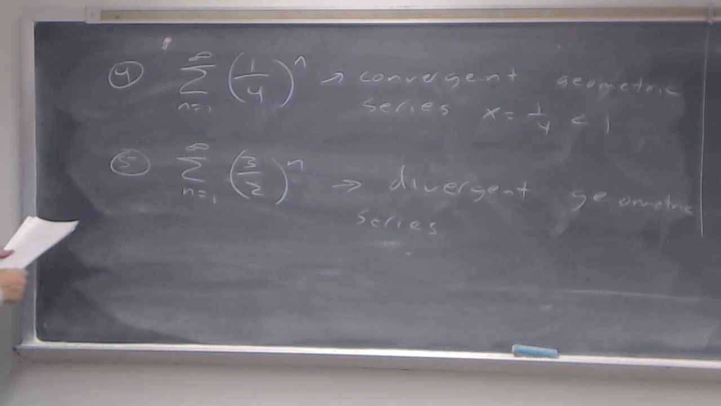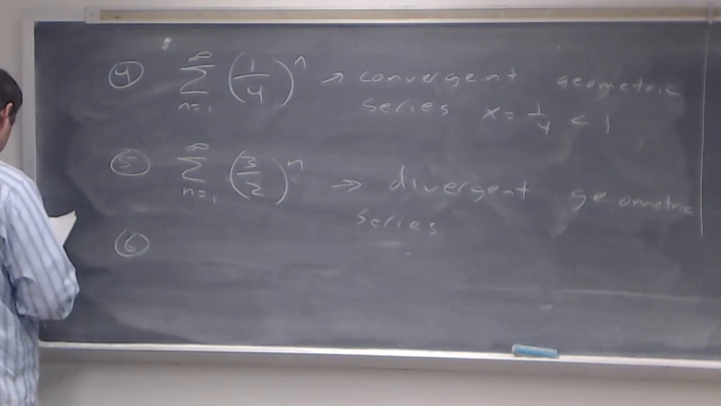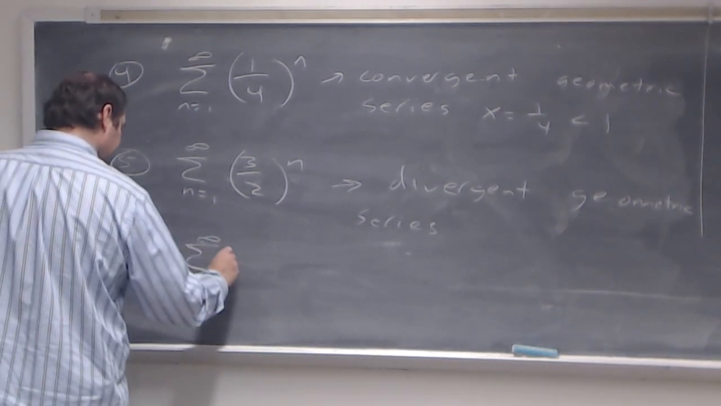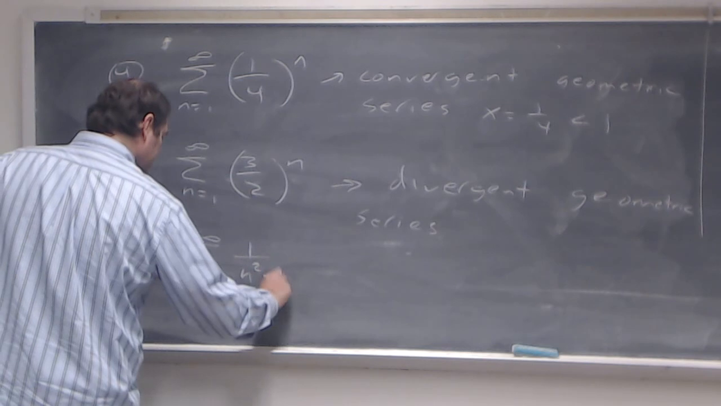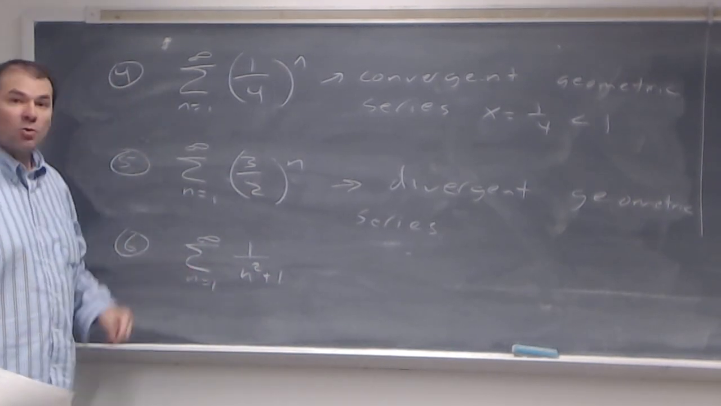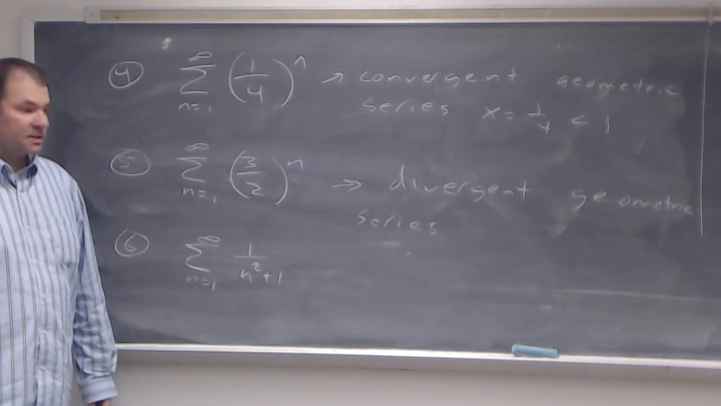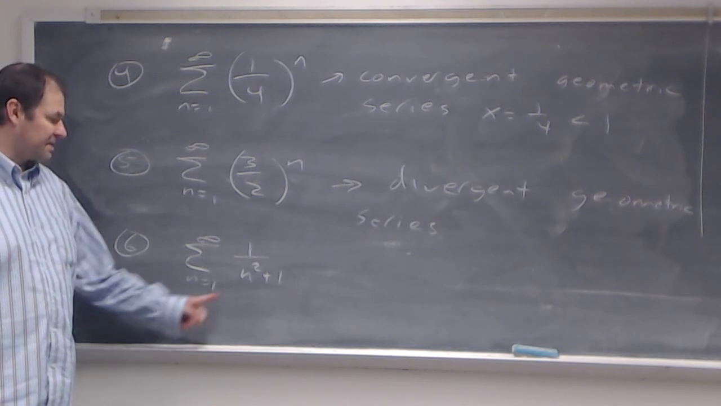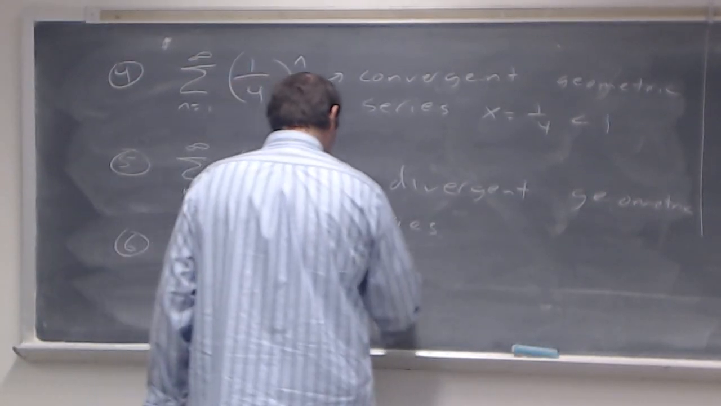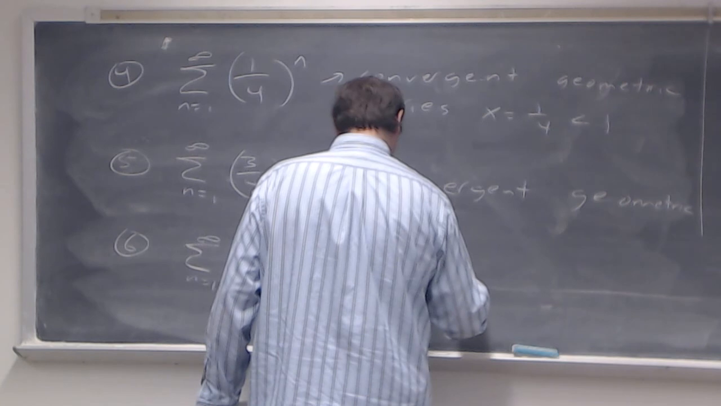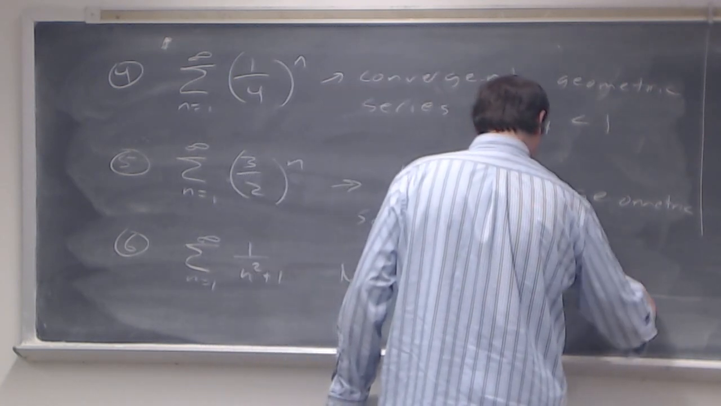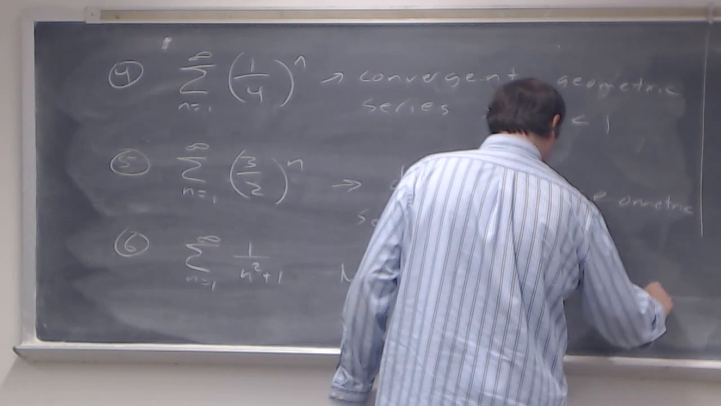A sixth example is that if I look at the sum as n runs from 1 to infinity of 1 over n squared plus 1, and I want to decide whether this converges or diverges, it's not quite a p-series because of this plus 1. But here's what I want you to notice. Note that n squared plus 1 is definitely greater than n squared, and that's true for all natural numbers.